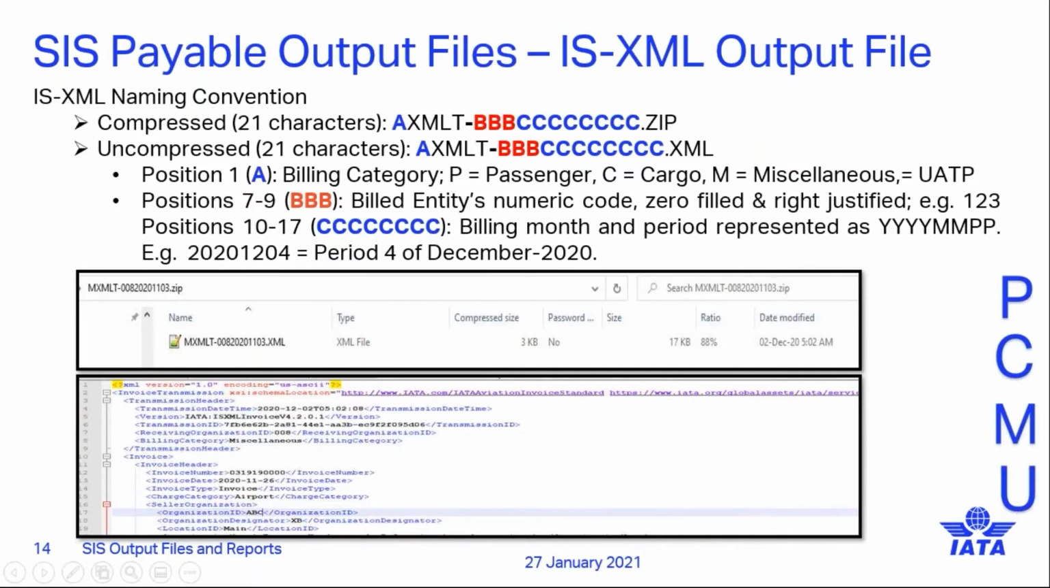Now, as you can see here, this is an example of your XML file. This is the naming convention, and this is how your XML output file would look internally. And as said before, it can be enabled for each billing category: passenger, cargo, miscellaneous, and UATP.